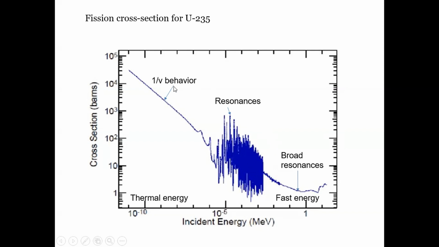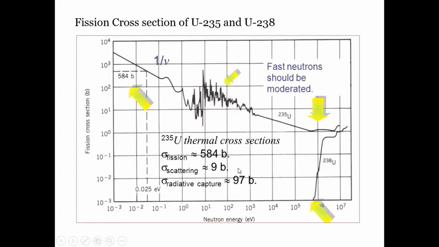So if we categorize the cross-section, it has a 1 over v behavior. Then resonances that are split resonances, that are separable resonances. Then there are resonances that are broad resonances, but as energy is high, the cross-section is low. Let's see the fission cross-section and compare it with U-238.